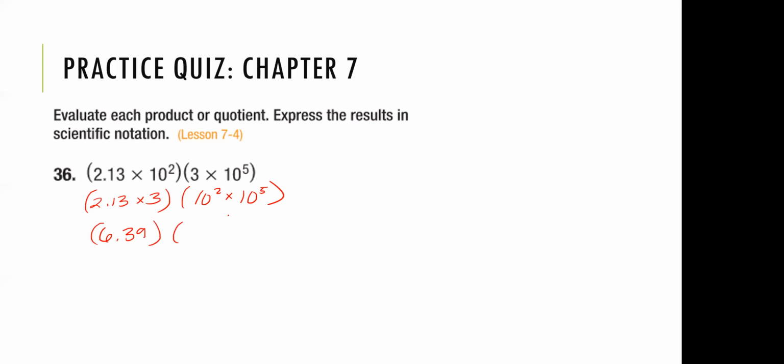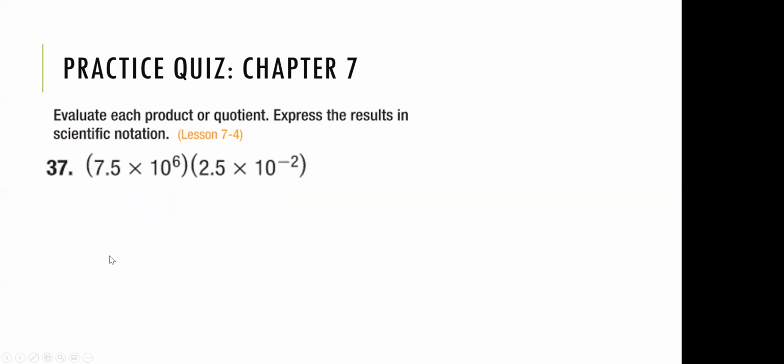And then here we're multiplying powers with the same base. So 10 to the 2nd power times 10 to the 5th, we keep the base and add the exponents. So written as scientific notation, it's 6.39 times 10 to the power of 7, okay? And that's all for that one.